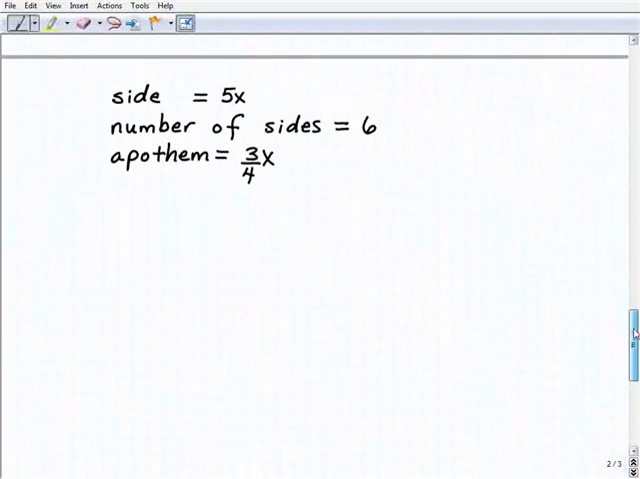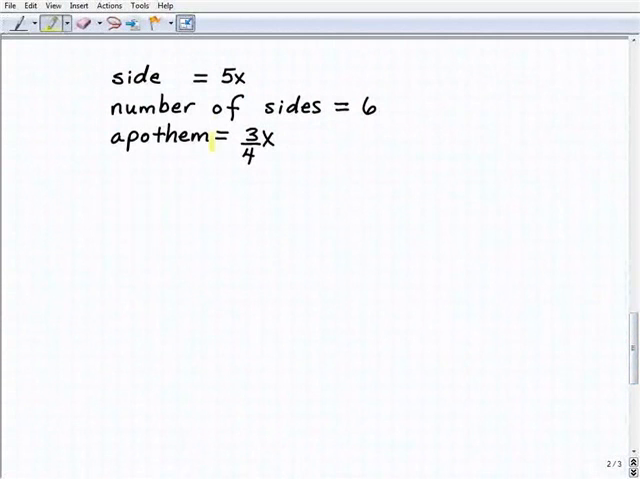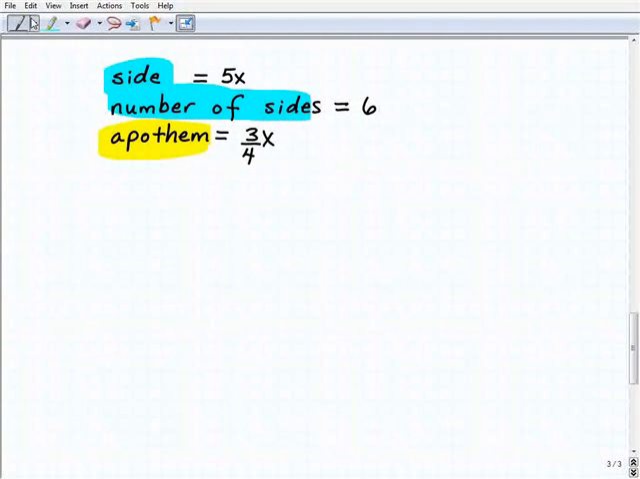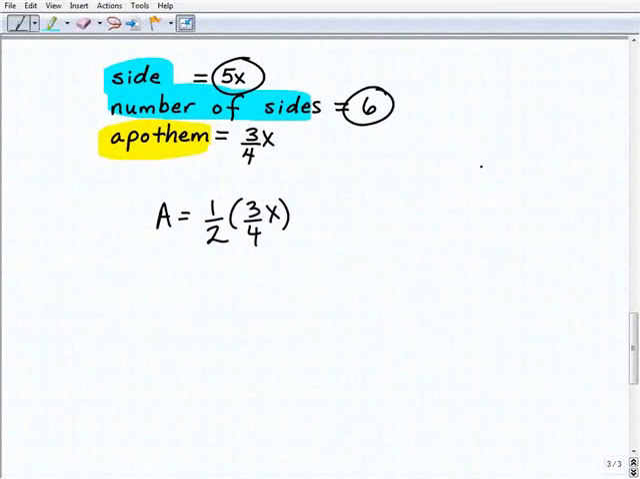So in this scenario, what we're dealing with is variable expressions, but the same process is going to apply. All right, so we have our area equals 1/2 the apothem, which is going to be 3/4 x, times the perimeter. And of course the perimeter is going to be the number of sides times the length of one side, or 6 times 5x, or 30x. So we'll put that right here.